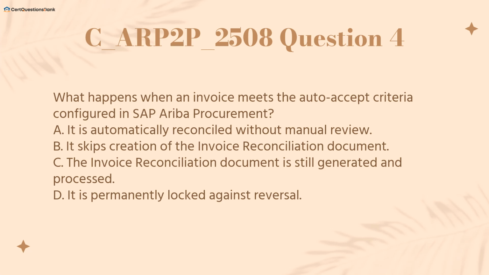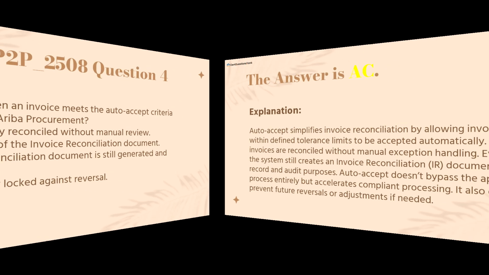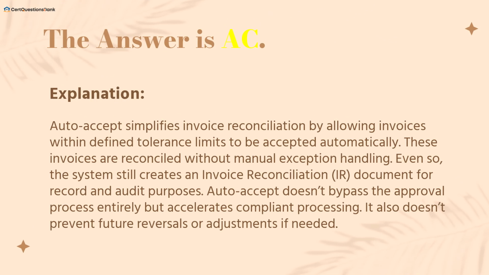What happens when an invoice meets the auto-accept criteria configured in SAP Ariba Procurement? A. It is automatically reconciled without manual review. B. It skips creation of the invoice reconciliation document. C. The invoice reconciliation document is still generated and processed. D. It is permanently locked against reversal. The answer is AC.